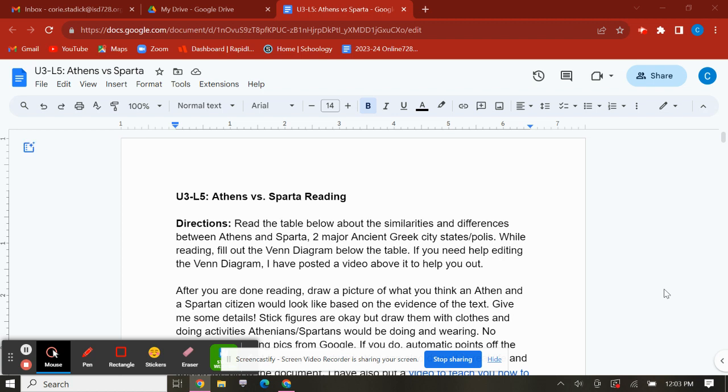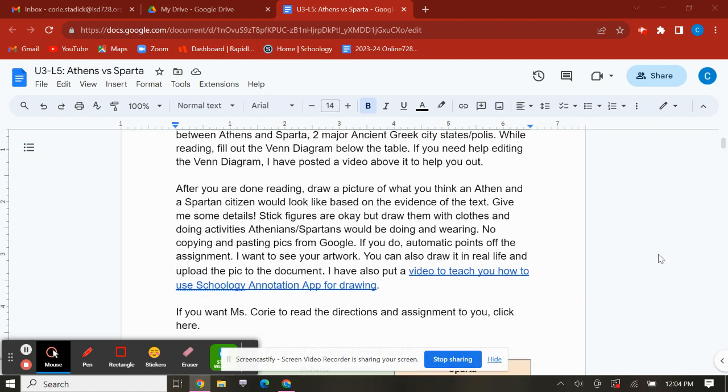U3-L5, Athens versus Sparta reading. Directions. Read the table below about the similarities and differences between Athens and Sparta, two major ancient Greek city-states/polis. While reading, fill out the Venn diagram below the table. If you need help editing the Venn diagram, I have posted a video about it to help you.